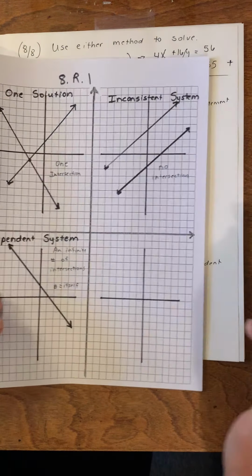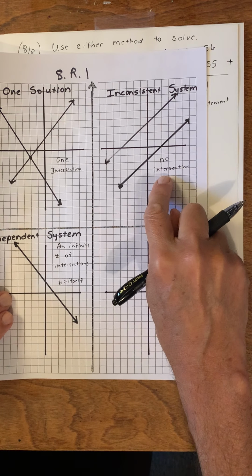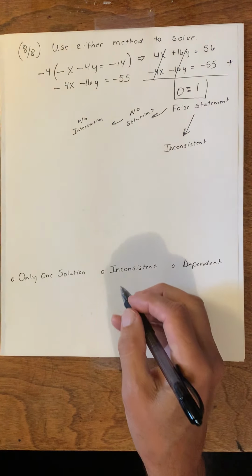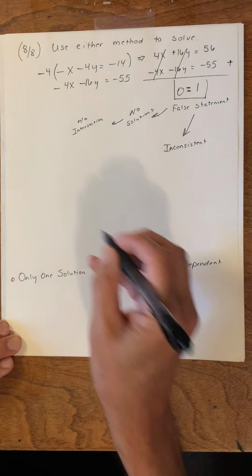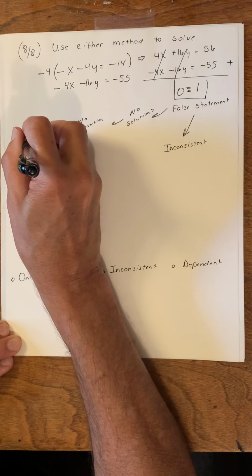I think I know. Parallel lines. No intersection, no solution for the system, inconsistent system. So I will choose inconsistent system. No intersection implies parallel lines.